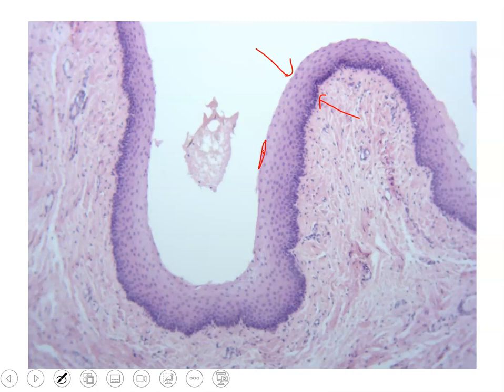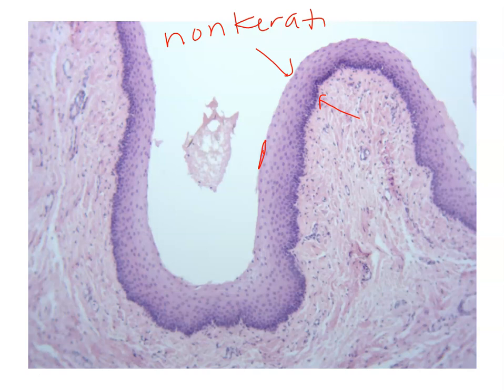But we have to further identify it as either non-keratinized or keratinized. Non-keratinized means that this epithelium does not contain the protein keratin, whereas keratinized epithelium means that the cells within the layers of the epithelium do contain the protein keratin. I know that this is a non-keratinized stratified squamous epithelium because I don't see distinct layers. Non-keratinized stratified squamous epithelium is actually found within the mucous membranes within our body.